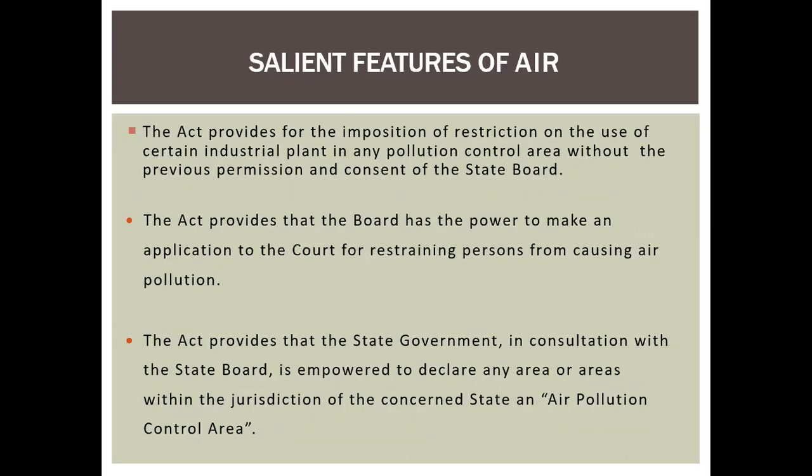The Act provides for the imposition of restrictions on the use of certain industrial plants in any pollution control area without the previous permission and consent of the state board. The Act provides that the board has power to make an application to the court for restraining persons from causing air pollution. The state government, in consultation with the state board, is empowered to declare any area or areas within the jurisdiction of the concerned state an air pollution control area.